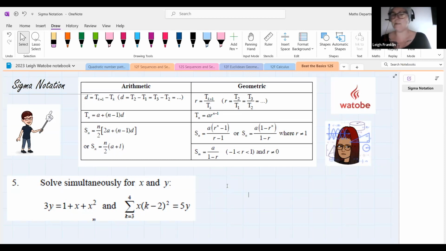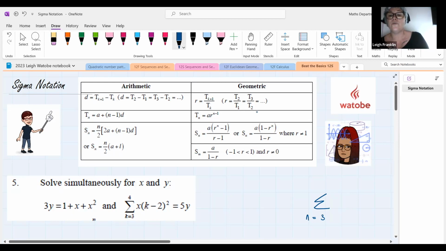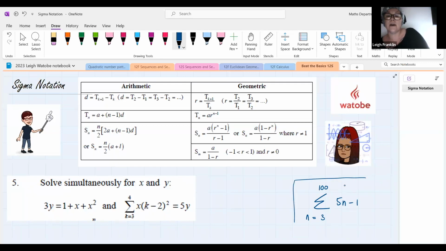Incidentally, sorry, before we actually jump into this question, let me just recap very, very briefly sigma notation. So if I have a sigma symbol over here, and let's say n is equal to 3, and I have a pattern that goes 5n minus 1, and I put 100 at the top over there, how do I calculate the number of terms in the pattern? So we're just looking at this one over here on the side. How would I calculate n, the number of terms in this particular series? Can anybody tell me?